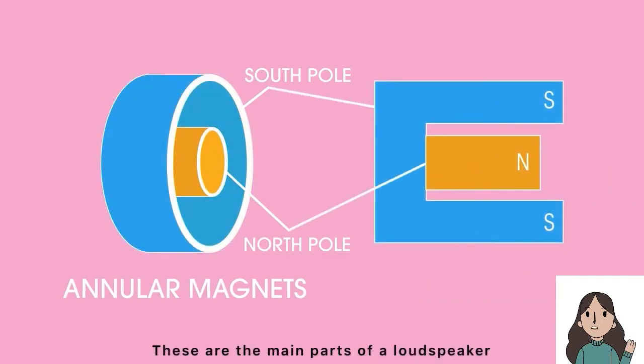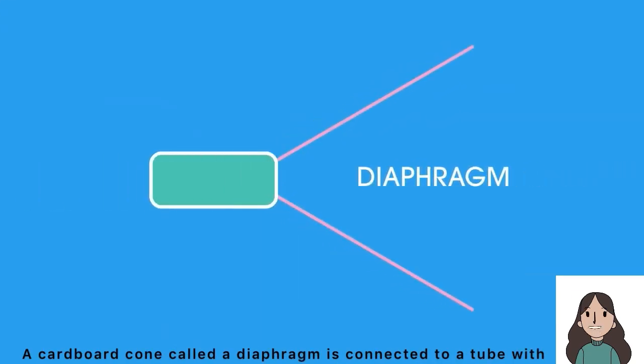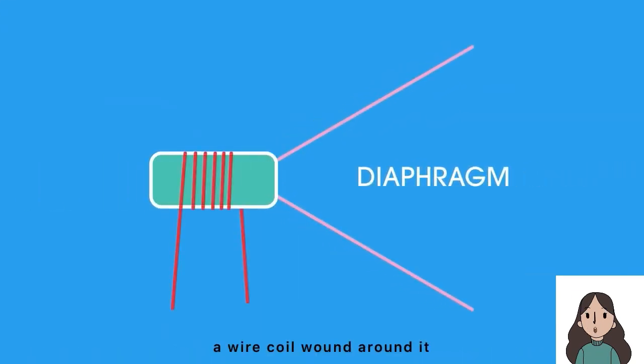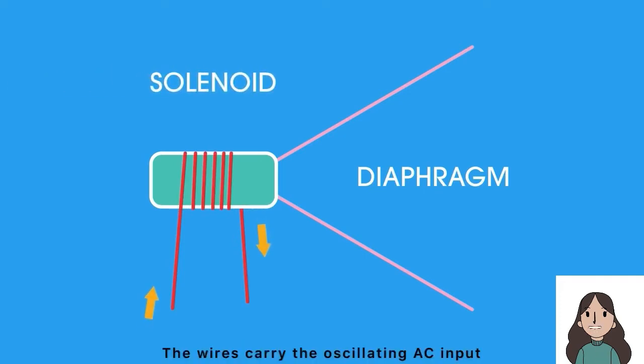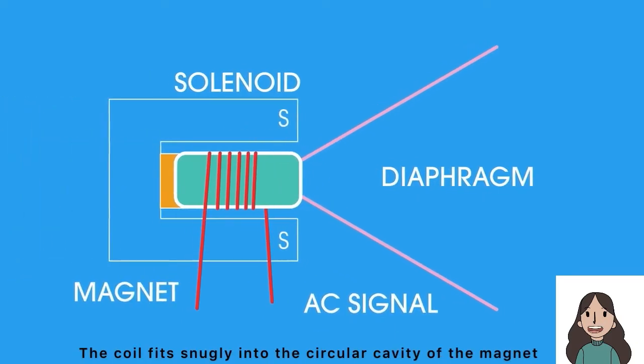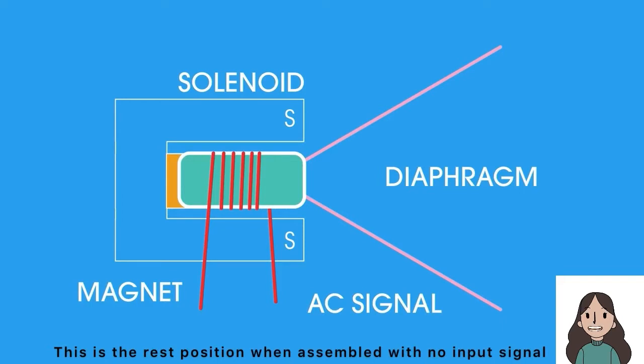These are the main parts of a loudspeaker. A cardboard cone called a diaphragm is connected to a tube with a wire coil wound around it. You may recognize this as a solenoid. The wires carry the oscillating AC input. The coil fits snugly into the circular cavity of the magnet. This is the rest position when assembled with no input signal.